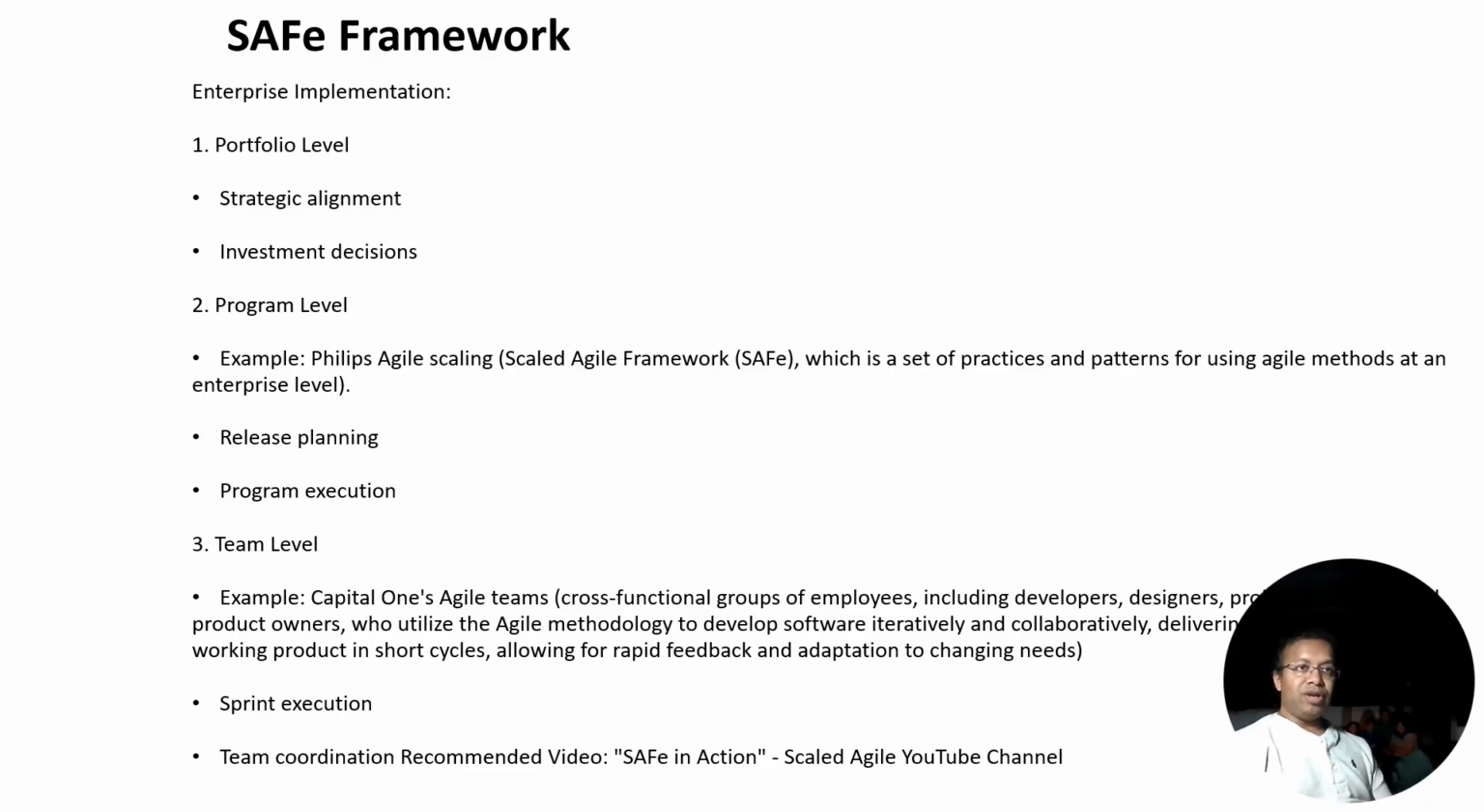SAFe is especially useful for large-scale enterprise teams that work on complex long-term projects. It's widely used in defense, automotive, and aerospace industries as well. And the team-level example that's quoted here is Capital One's agile teams, which are made of cross-functional groups of employees, including developers, designers, programmers, and product owners, who utilize agile methodology to develop software, iteratively work on fine tweaking the software itself, and in collaborative ways deliver the working product in short cycles, allowing for rapid feedback and adaptation to changing needs of the client.